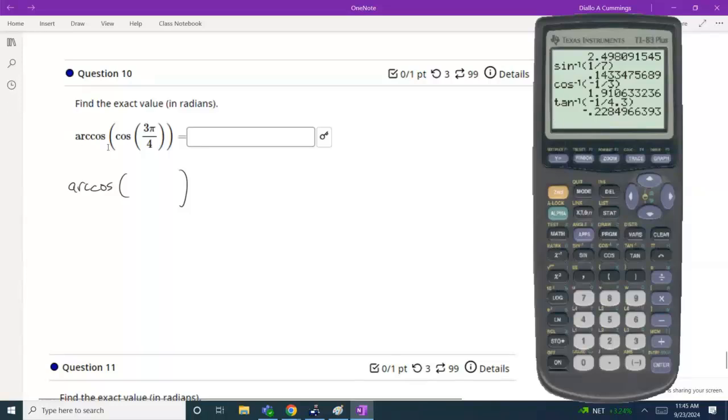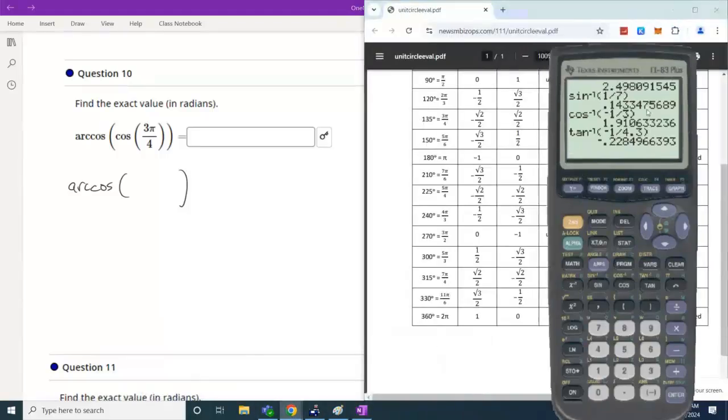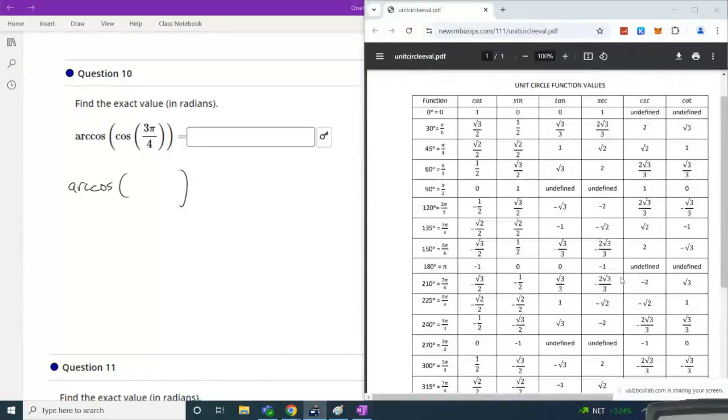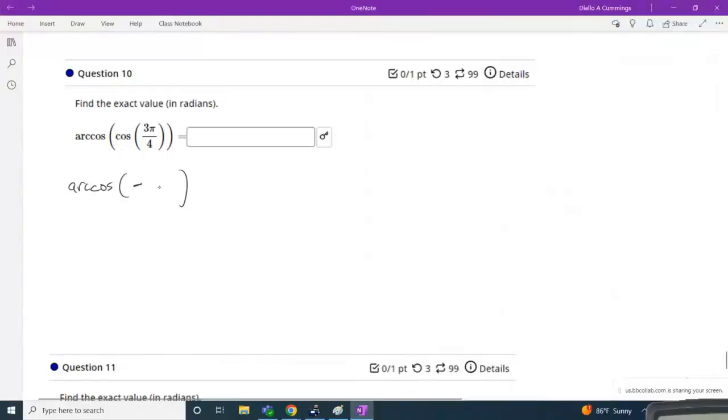I can find the value for 3 pi over 4 a couple of ways. I could use a unit circle, or I could use the unit circle function values chart. So 3 pi over 4 is 135 degrees. Its cosine is negative square root of 2 over 2. So that means the cosine of 3 pi over 4 is negative square root of 2 over 2.